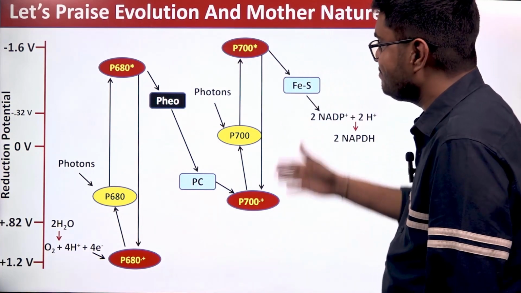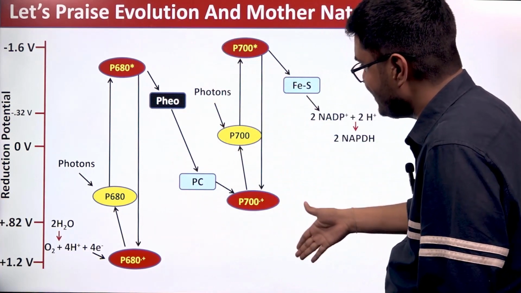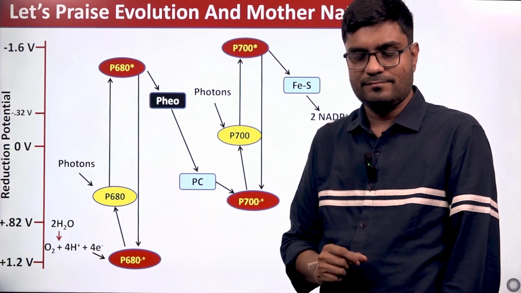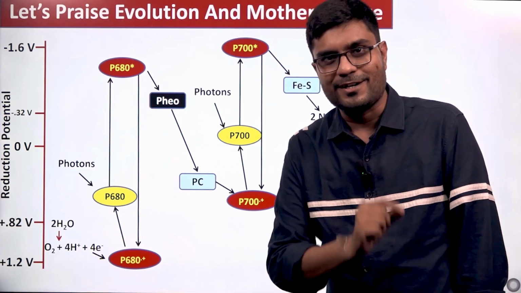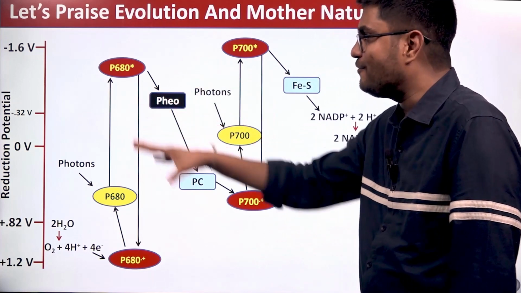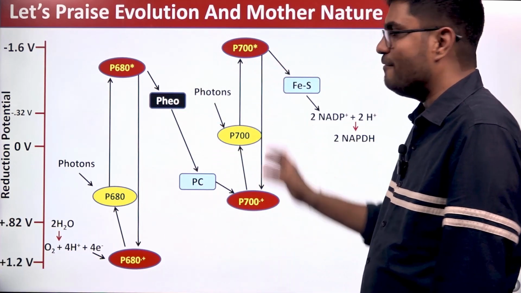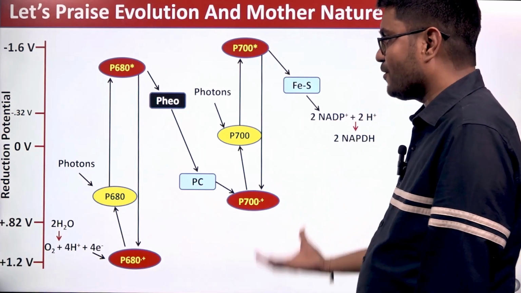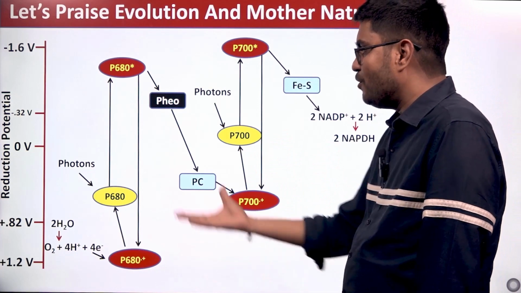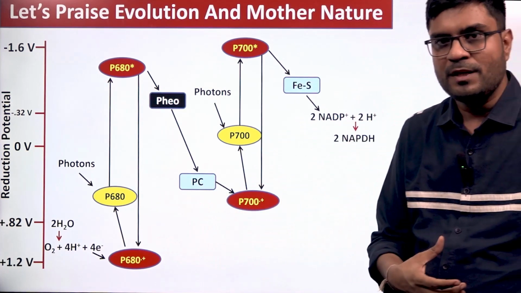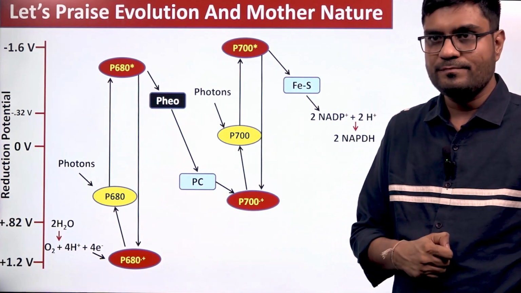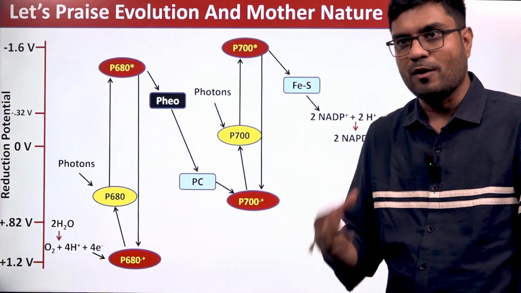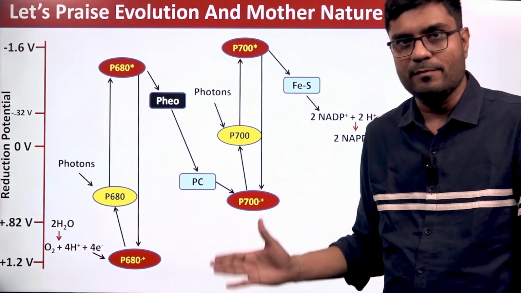This design is looking like a Z. So we call it what? Z-scheme. So the Z-scheme is not a biochemical pathway. It's a graph where the molecules have dynamic values of reduction potential and electrons are being transported from water to NADP+. Now there is a number problem, and we have to understand how we are going to solve that particular number problem.